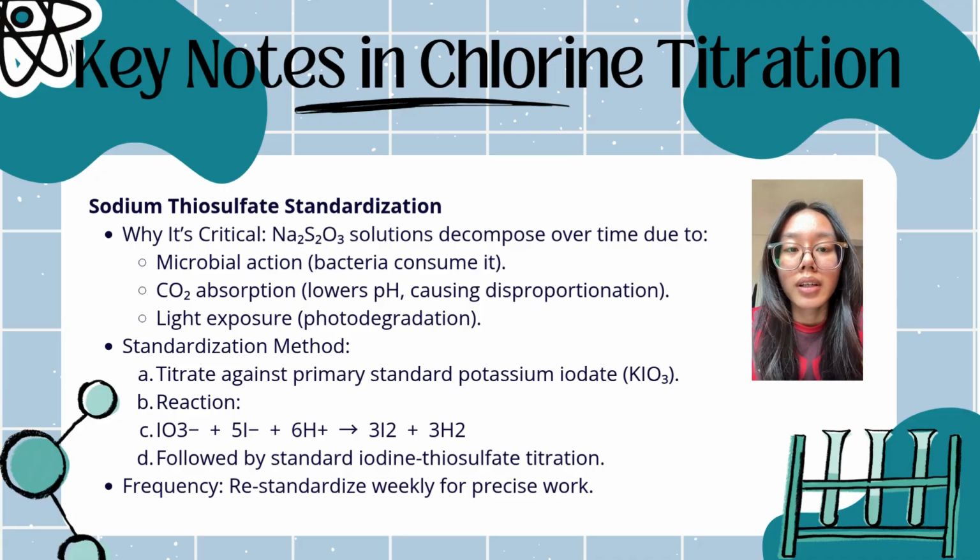Standardization method. A. Titrate the sodium thiosulfate solution against a primary standard, which is potassium iodate. B. Reaction steps. Potassium iodate reacts in acidic medium with iodide to form iodine. C. The generated iodine, I2, is then titrated with sodium thiosulfate to determine its exact concentration. Frequency: re-standardize weekly to ensure accurate and reliable titration results.